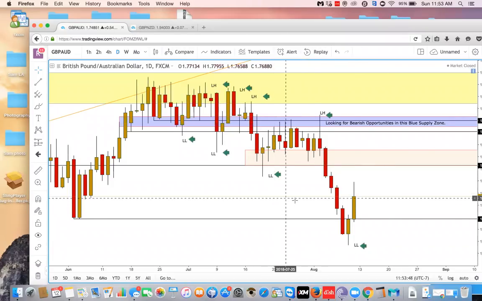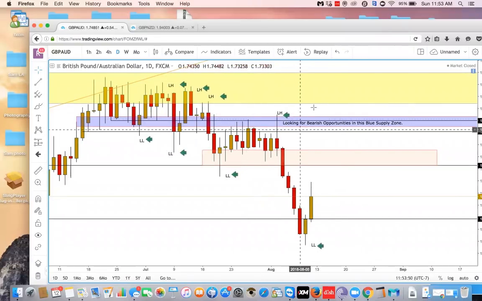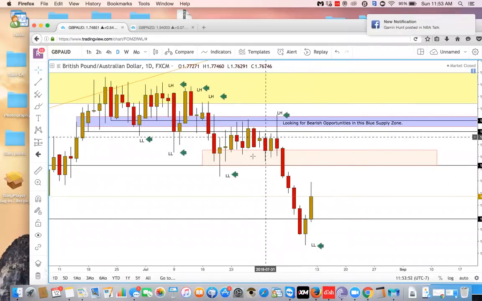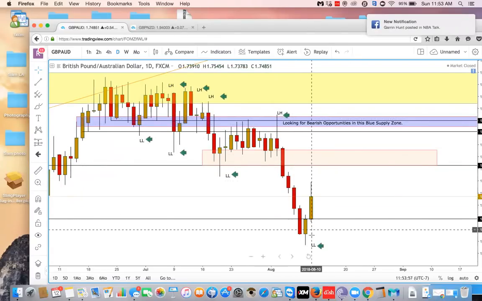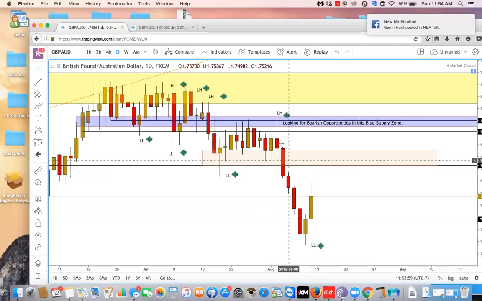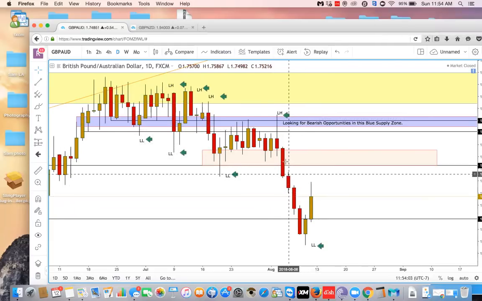And if you can look, I had looked for bearish opportunities in this blue supply zone, right? So price spiked through the zone, closed, and then from there it dropped 500 pips to the downside. So last week, I liked this. I would have liked to see a retracement back up into the zone, but price just straight dropped.